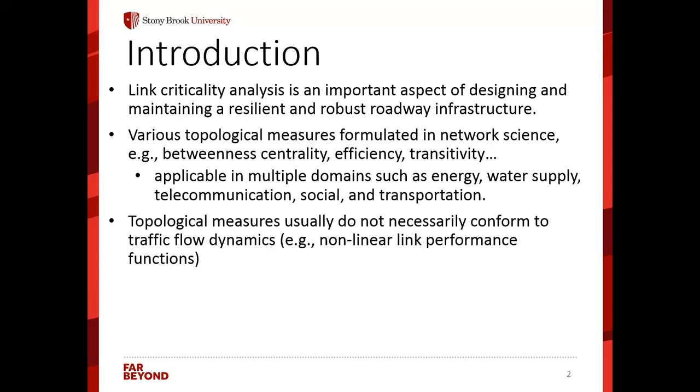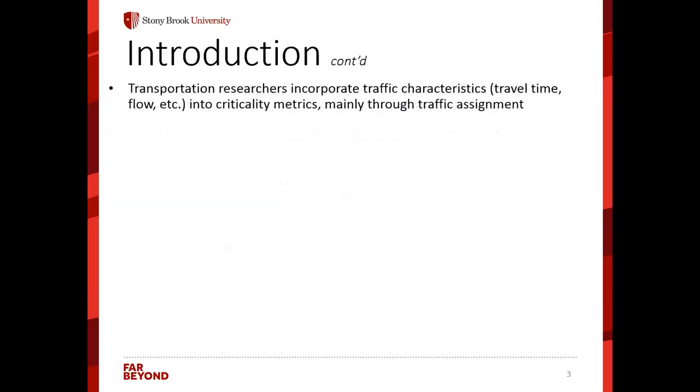But one of the issues with these topological, network science, graph theory based measures is that when applied to transportation networks, they do not necessarily conform to traffic flow dynamics, particularly nonlinear performance functions. Just to give an example, in a social network, if you connect someone through a friend and this friend disappears, you can connect the same person through another friend and you'll have the same two links. But in transportation networks, link performance functions are nonlinear, and this creates issues when you use topological measures.